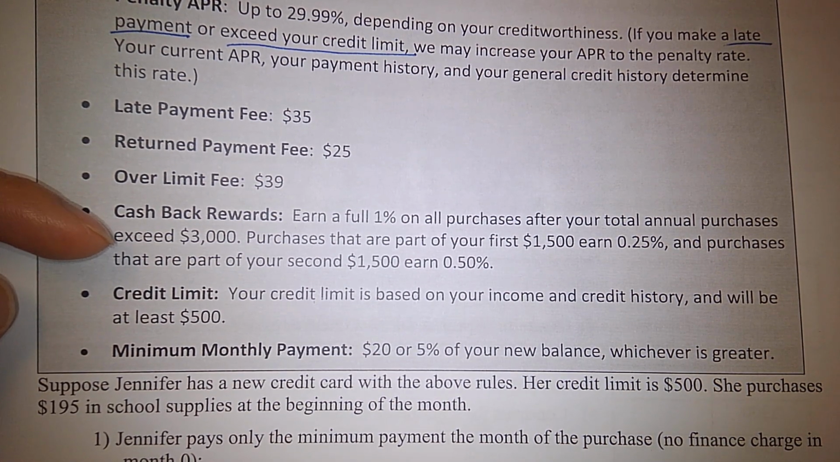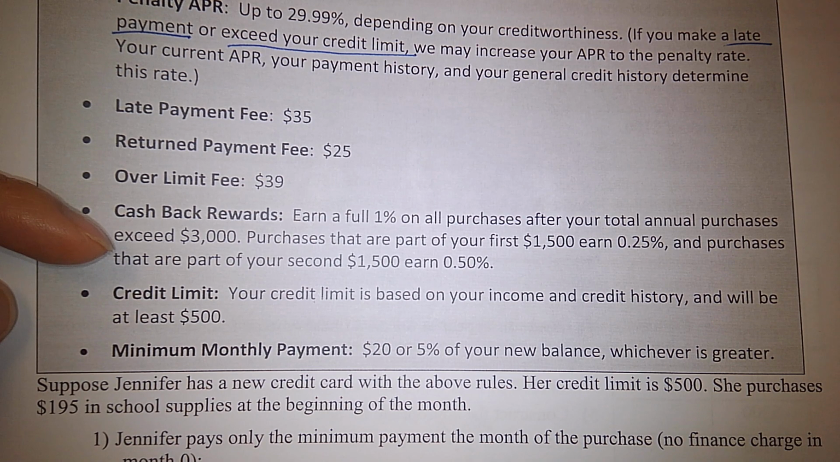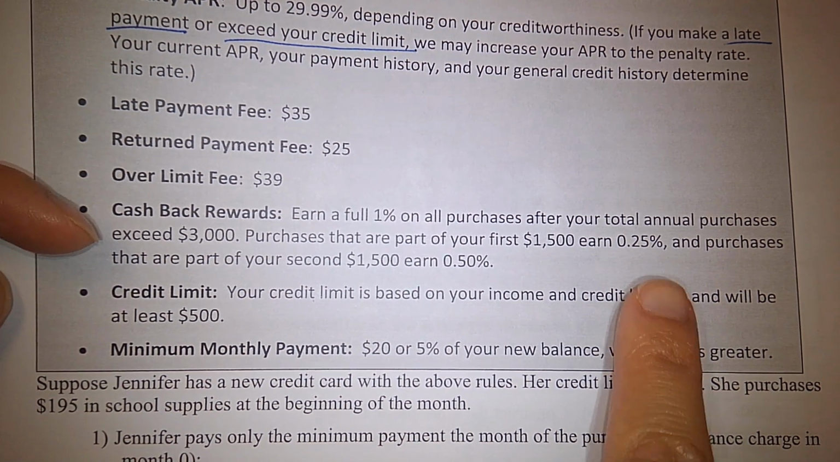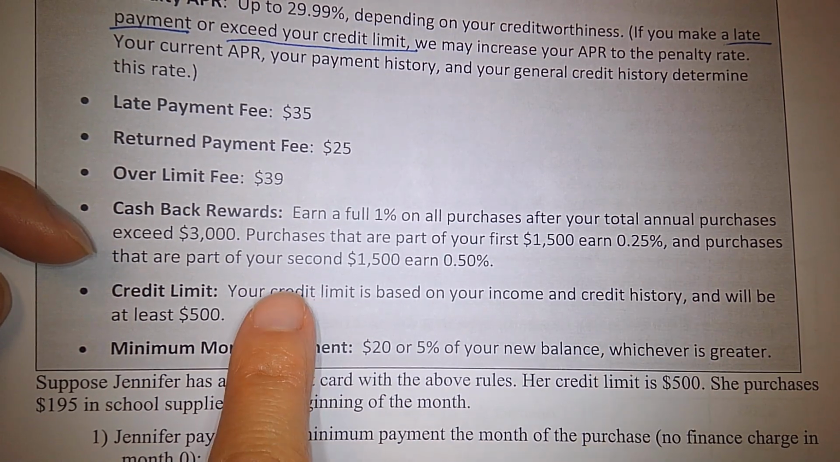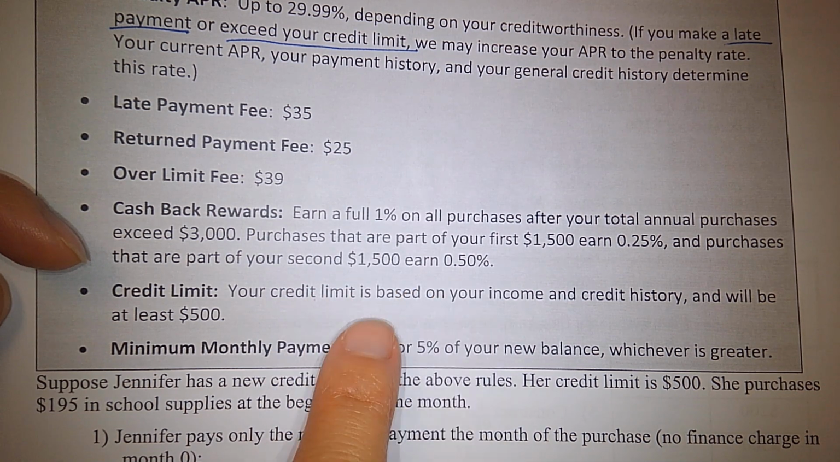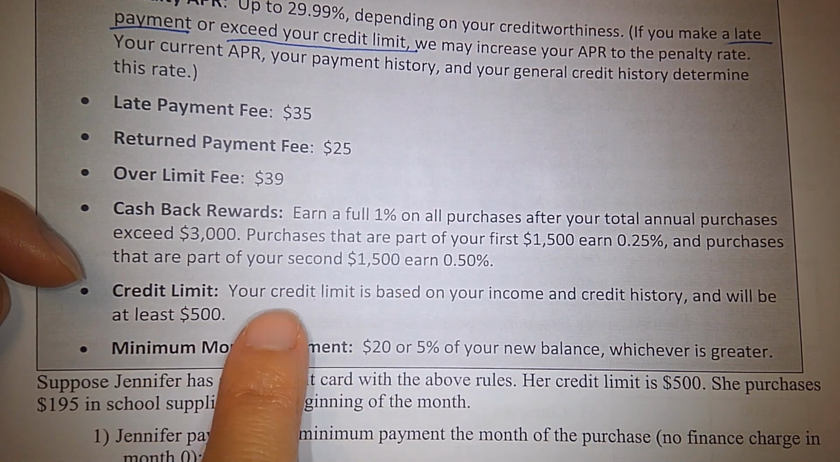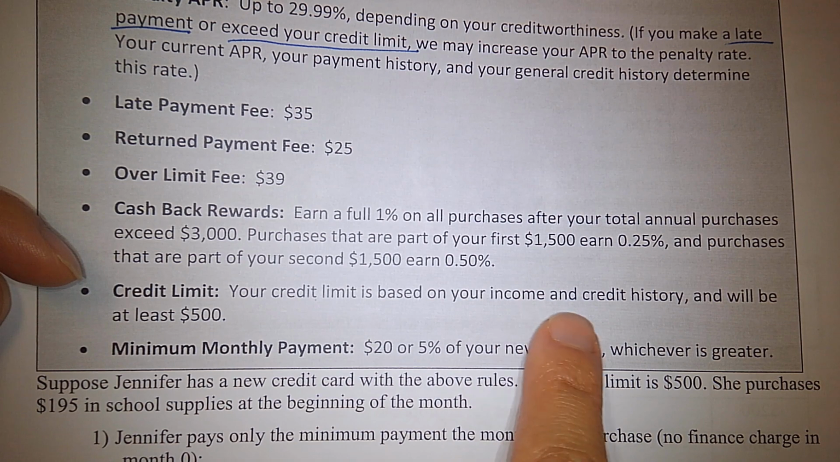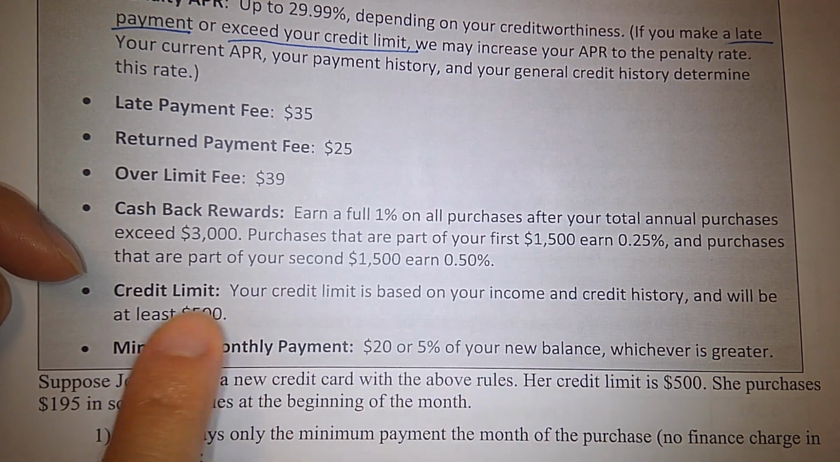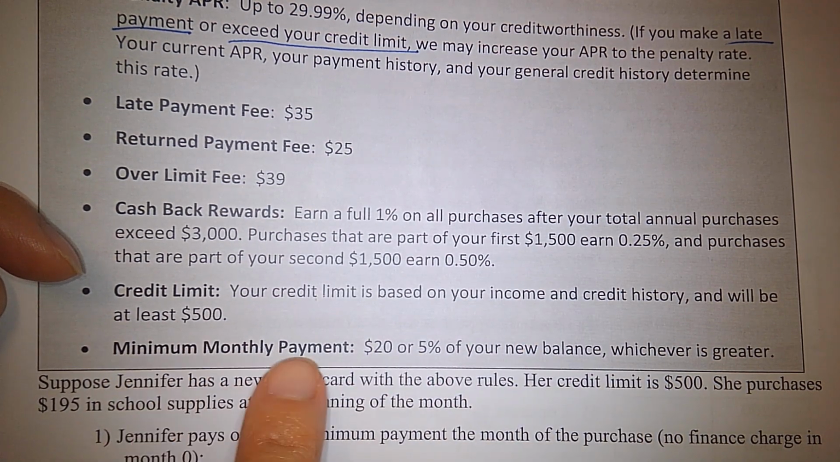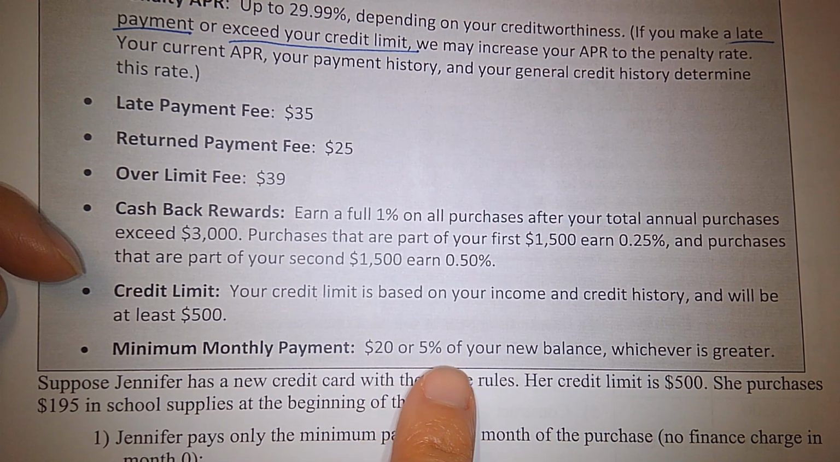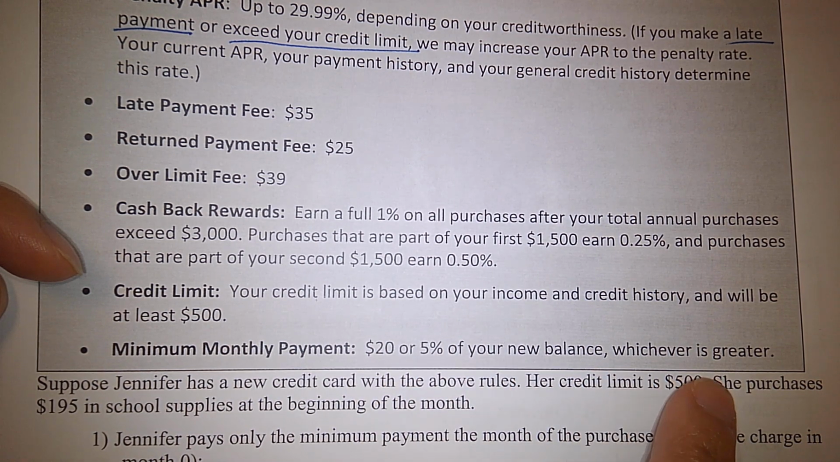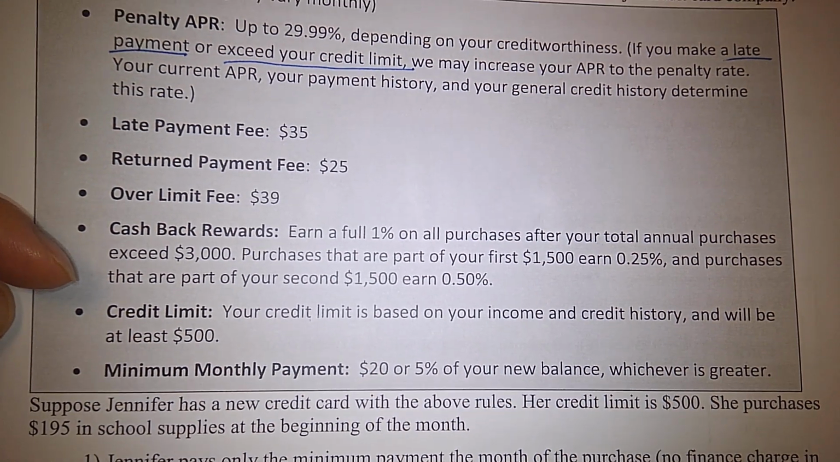Cashback rewards. You earn a full 1% on all purchases after your total annual purchases exceed $3,000. Purchases that are a part of your first $1,500 earn 0.25%, and purchases that are a part of your second $1,500 earn 0.50%. Credit limit. Your credit limit is based on your income and credit history and will be at least $500. Minimum monthly payment, $20 or 5% of your new balance, whichever is greater. Okay, very good, thanks.